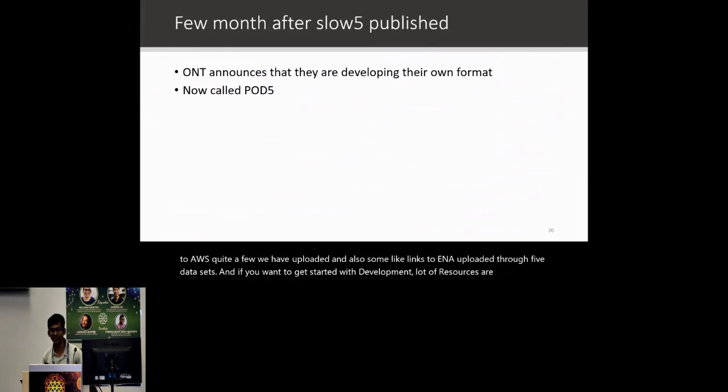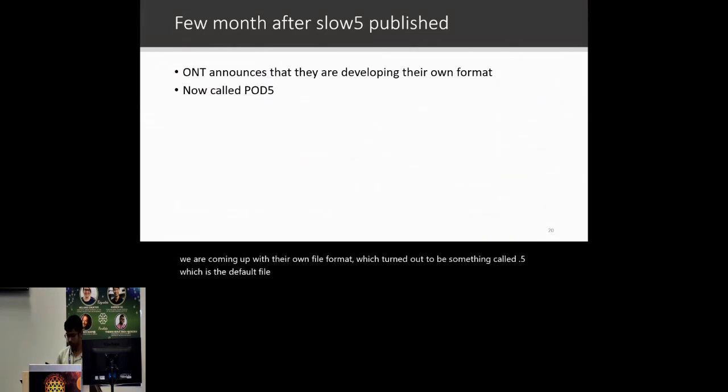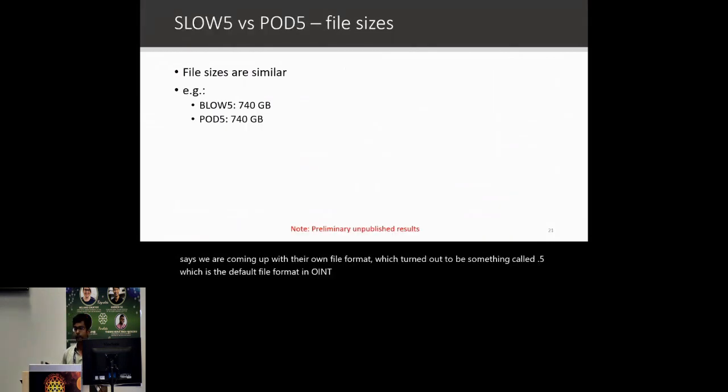And now back to the timeline, a few months after we published slow5, ONT says they are coming up with their own file format, which turned out to be something called POD5, which is the default file format in ONT sequencers. There have been many breaking changes in POD5, so it's hard to benchmark, but just 1 week before I did a benchmark, and it's based on that.